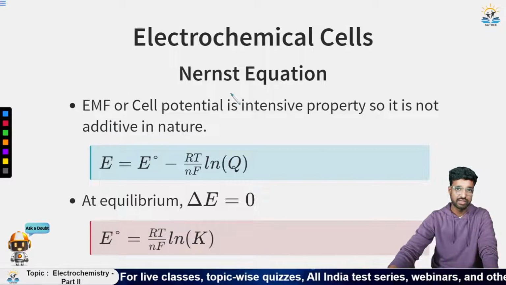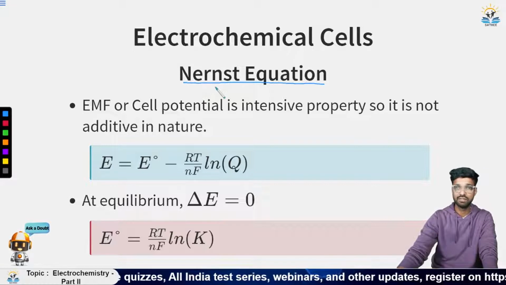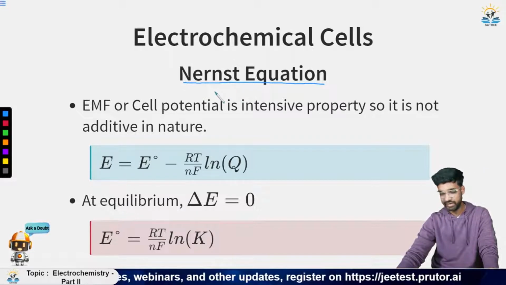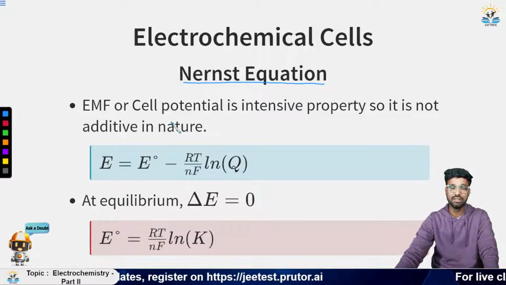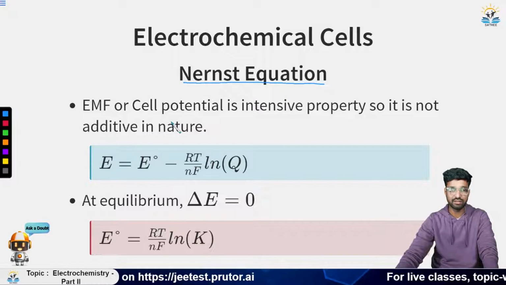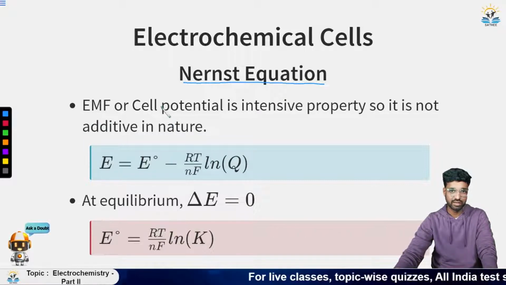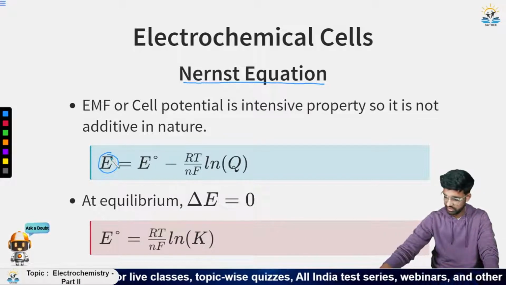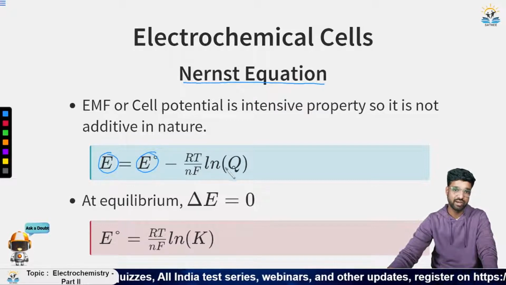Now this is the Nernst equation we have. I have told you earlier that if you have to quantify the electrochemical cell or the galvanic cell, then you need this Nernst equation. Likewise, we need the Faraday equation for quantifying the electrolytic cell. So what is this Nernst equation? It says that the EMF of any cell is equal to E naught minus RT by nF ln Q.